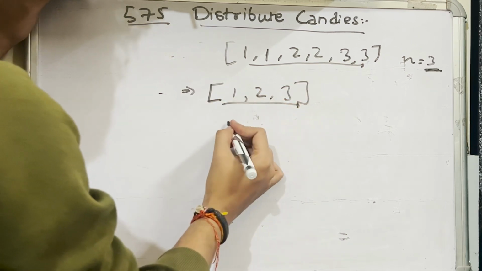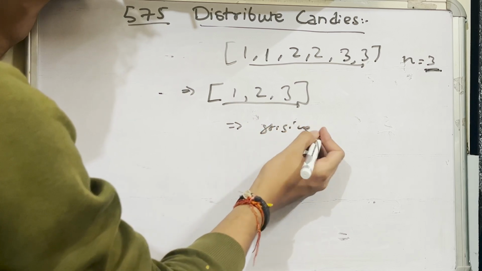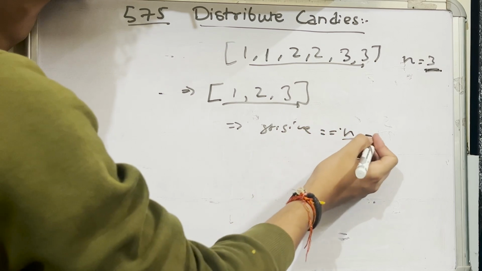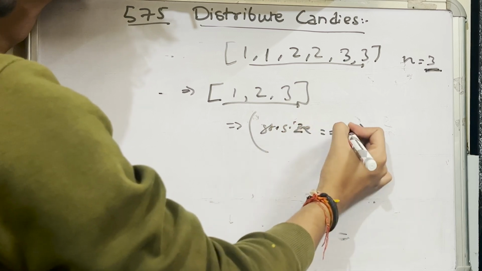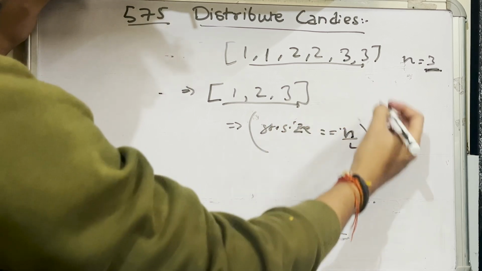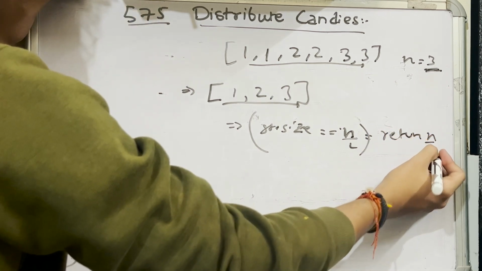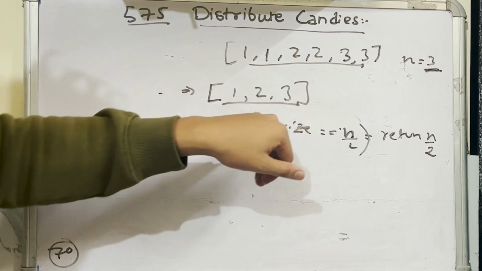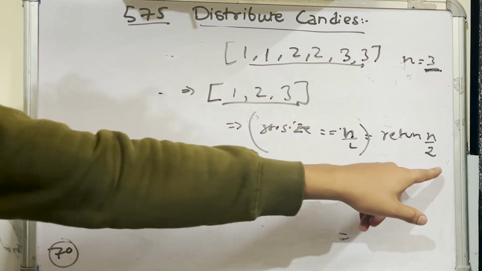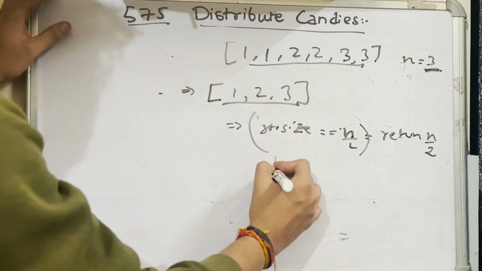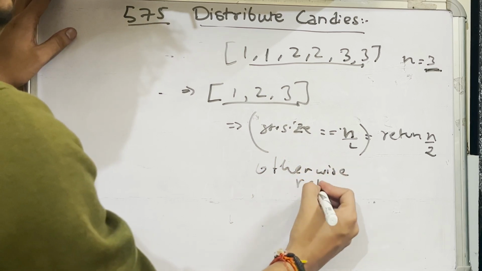Then you will check if the size of the set is double equals to n by 2, where n is the size of the array. If it is true, then you return n by 2. It means, if your set has these 3 elements, the size of the set will be 3, and she can eat at most 3 candies. So both are equal, then she can eat 3 candies. Otherwise, we return the size of the set.